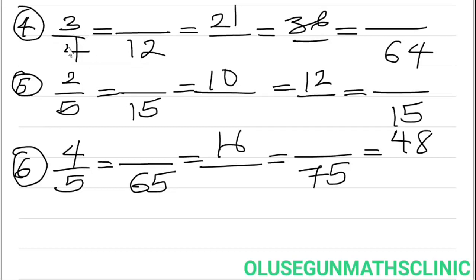Number 4: 3 over 4 is equal to dash over 12, is equal to 21 over dash, is equal to 36 over dash, is equal to dash over 64. Number 5: 2 over 5 is equal to dash over 15, is equal to 10 over dash, is equal to 12 over dash, is equal to dash over 15. Number 6: 4 over 5 is equal to dash over 65, is equal to 16 over dash, is equal to dash over 75, is equal to 48 over dash.